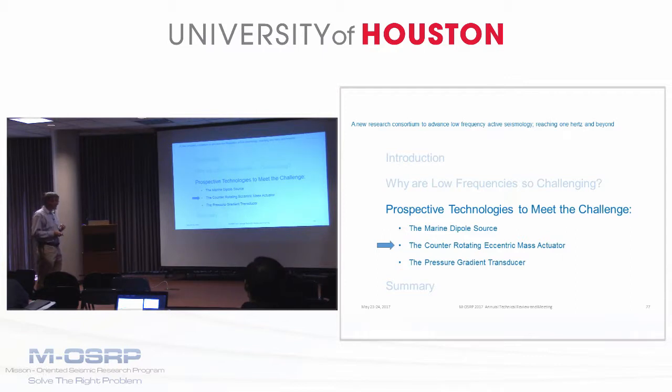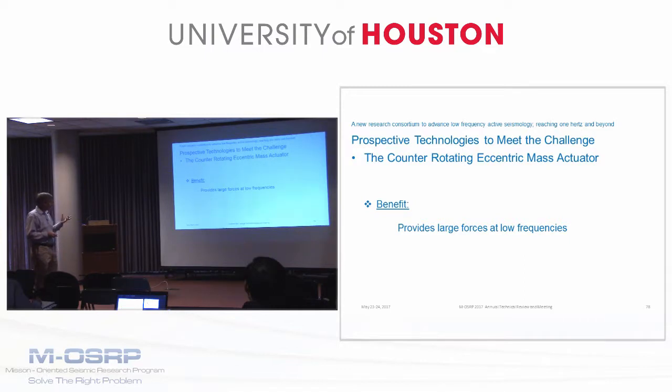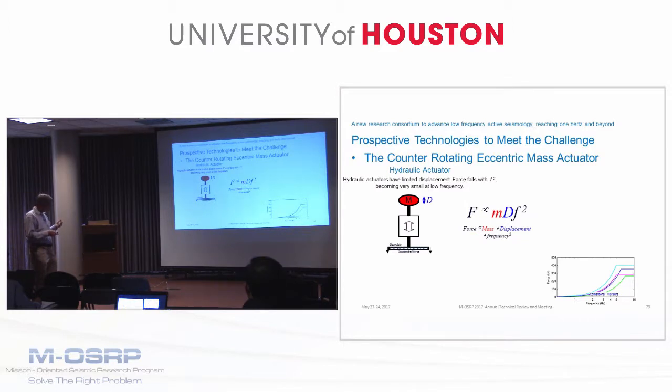And that brings us to the next topic, the counter-rotating eccentric mass actuator. This is a technology that can provide large forces at low frequencies. Going back to our picture of the hydraulic actuator, the force output is proportional to the inertial mass times the displacement of the mass times frequency squared. And remember that we're losing 1 to 2 orders of magnitude of force output as we go 2 to 3 octaves down. The only way you can make that up is by increasing the mass or the displacement, or some combination of the two, by orders of magnitude.